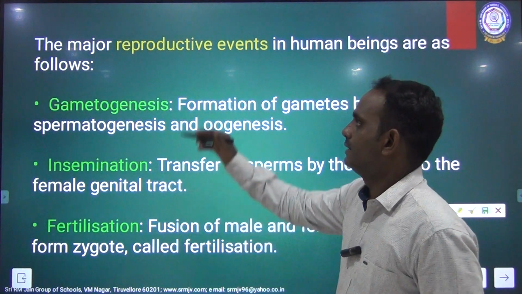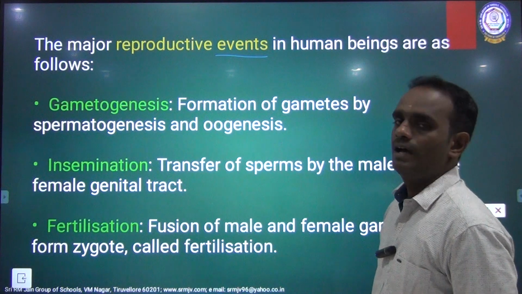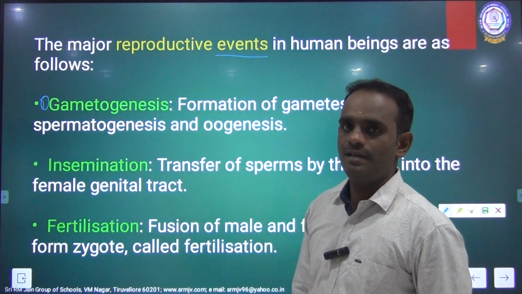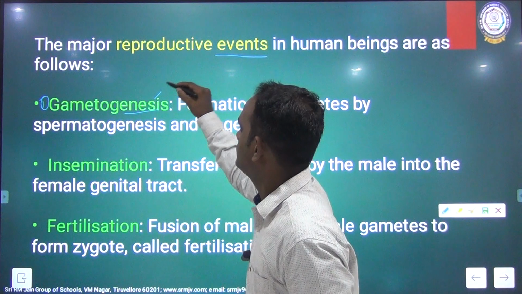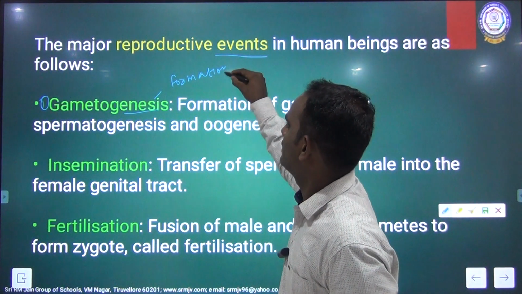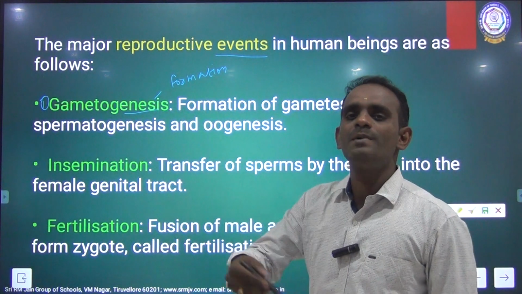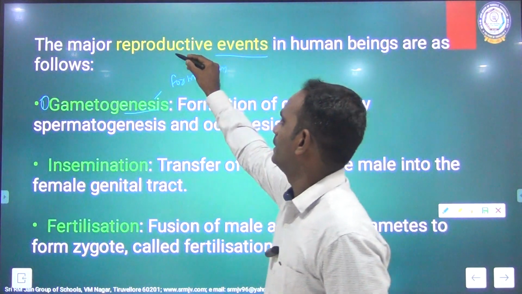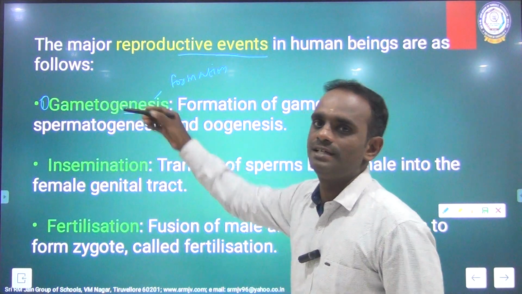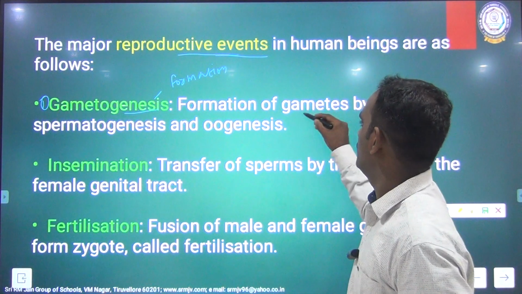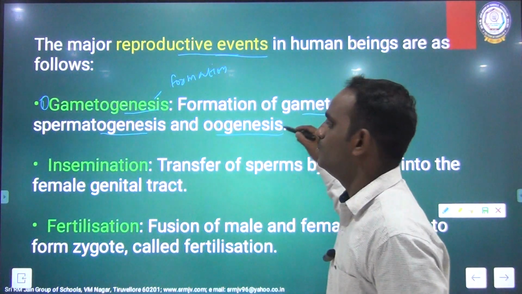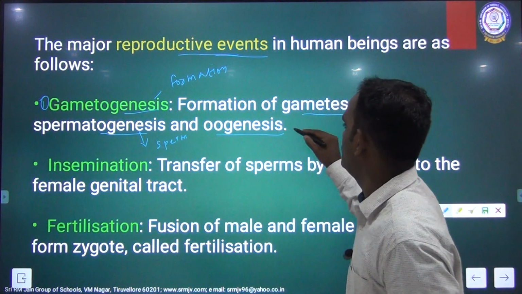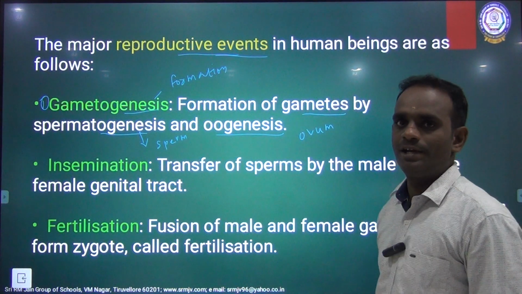The major reproductive events in the human reproductive system are, the first one is gametogenesis. Wherever you hear the word genesis, it means formation. So gametogenesis means formation of gametes. The first event that takes place in the reproductive system is gametogenesis, the formation of gametes by spermatogenesis and oogenesis. Spermatogenesis means formation of sperm. Oogenesis means formation of ovum. Can you get my point?